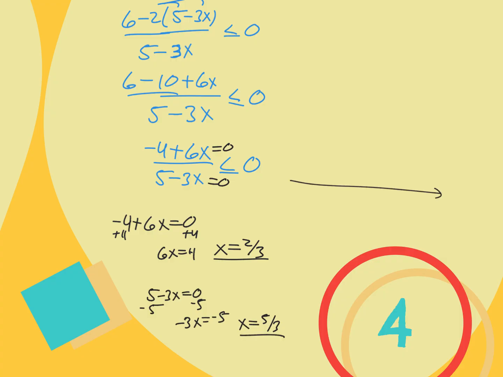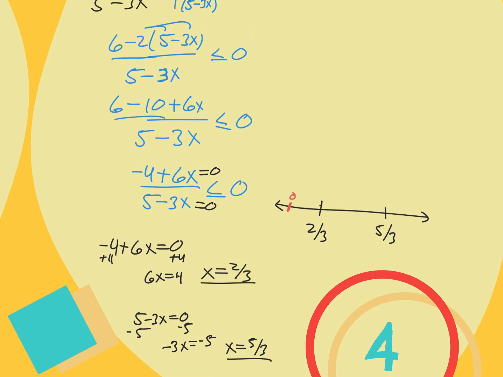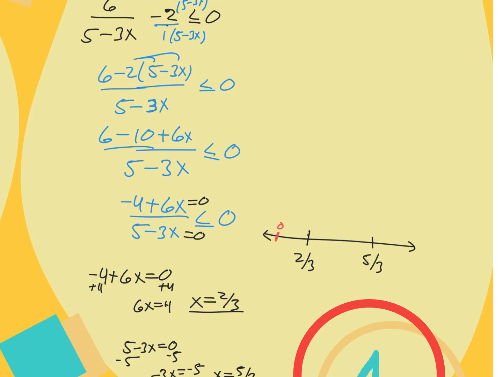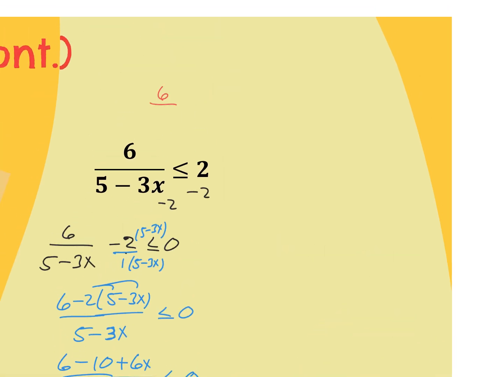So then again, I would plot these on a number line. 2/3 is smaller, 5/3 is bigger, and then 0 is less than both of these, so it would go somewhere right here. So we're testing the outer interval now, to the very left. I would plug this into the original. I would get 6 over 5 minus 3 times 0 is less than or equal to 2. And then this gets us 6 over 5 is less than or equal to 2.